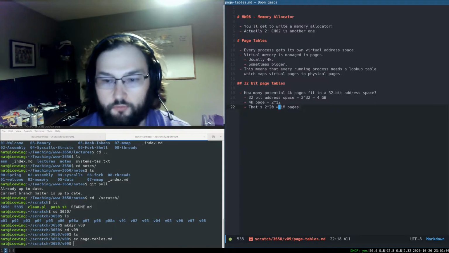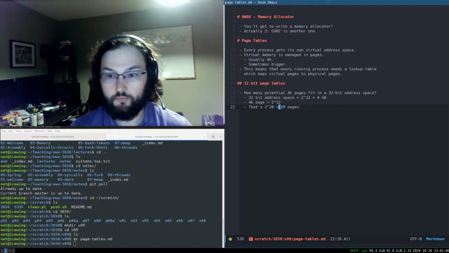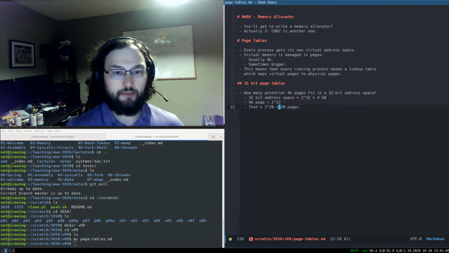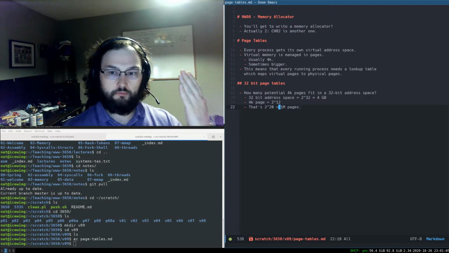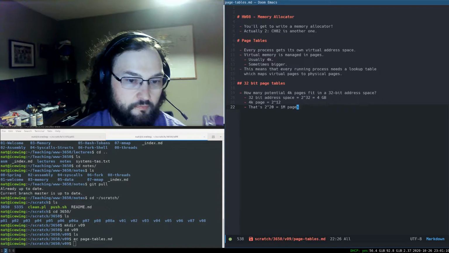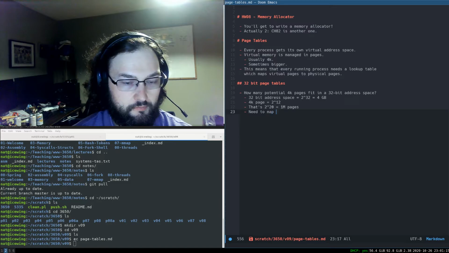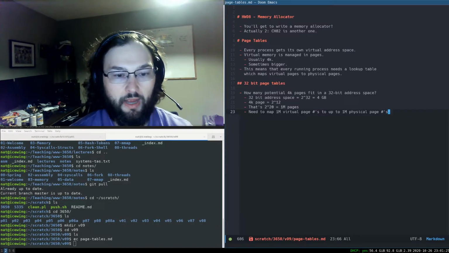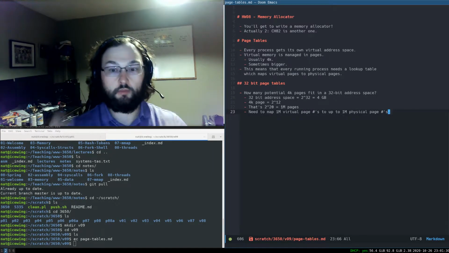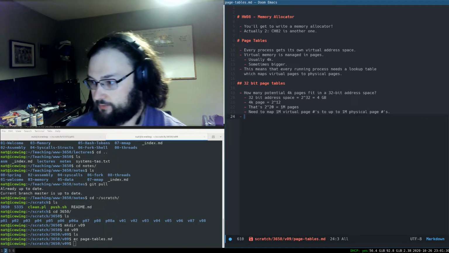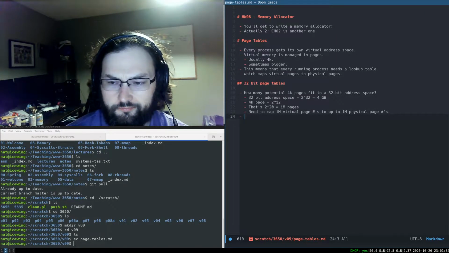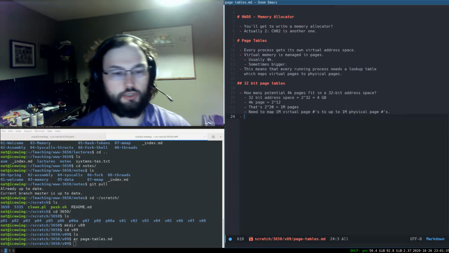So, okay, every running process on a 32-bit system is going to need to have a map which allows it to map physical page numbers. So we need to be able to map 1 million potential virtual page numbers to 1 million potential physical page numbers in every process. So how's this map structured?